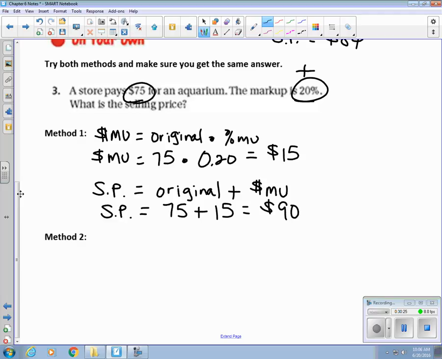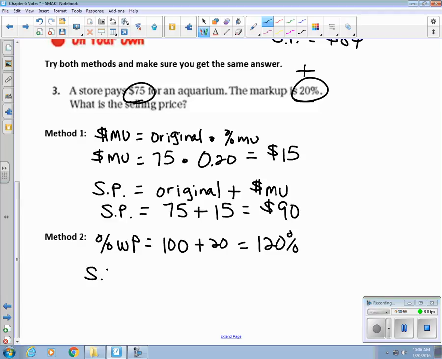Method number two, we want to find out the percent we pay. If we find out the percent we pay, then we can calculate how much the selling price will be. So the percent we pay starts with 100%, because the 100% is the original amount. Since it's a markup, we're going to add 20% more to that. So the selling price will be 120% of the original.